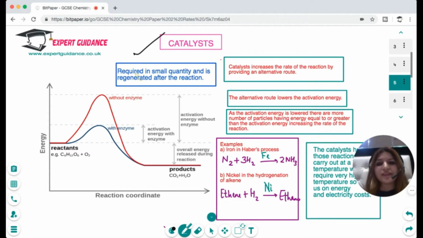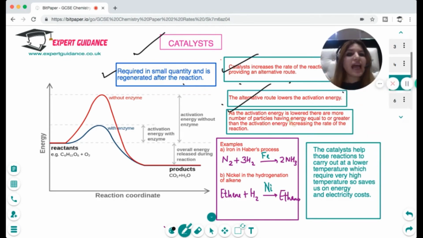Now, the properties of the catalyst: it is required in small quantities, and regenerated after the reaction. They increase the rate of reaction by providing an alternative route. An alternative route lowers the activation energy. As the activation energy is lower, there are more number of particles having energy equal to or greater than the activation energy, increasing the rate of reaction. Example, iron in the Haber process, nitrogen and hydrogen forms ammonia. There we use iron as a catalyst. And nickel is used in the hydrogenation of alkene. Ethene plus hydrogen in the presence of nickel catalyst forms ethane.